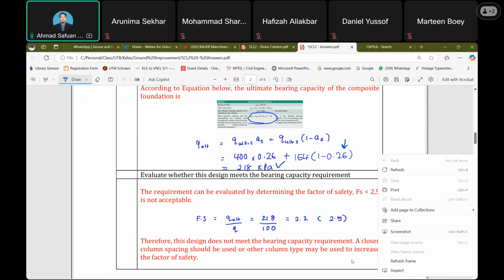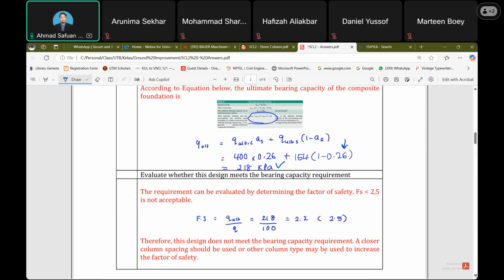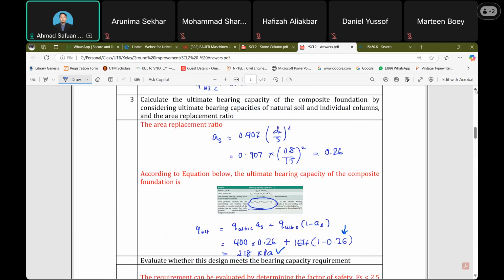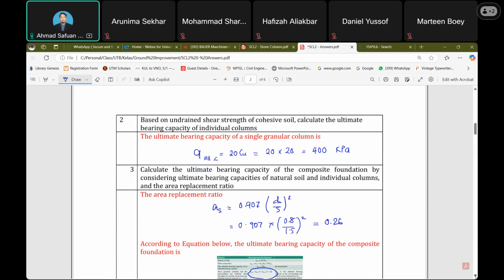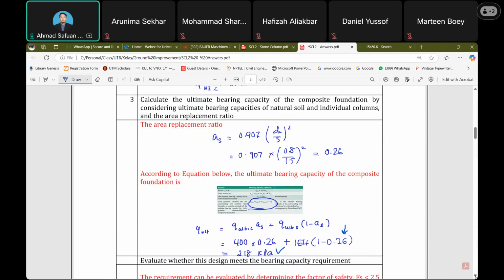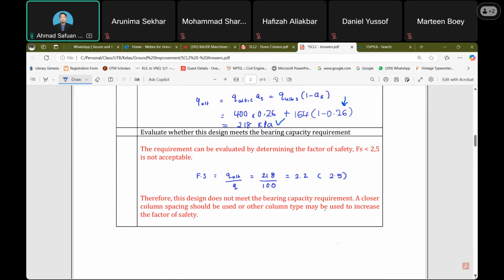Okay, it's very clear. Or we choose another type of column. Perhaps we increase the strength of the column. When we increase the strength of the column, basically we have increased the ultimate capacity of the column. Instead of 400, it can be up to 500, for example. So that is for the question.